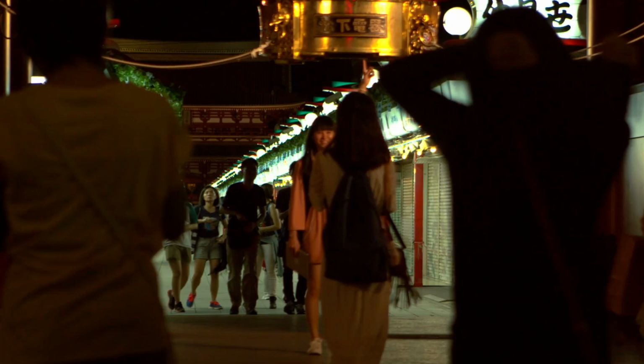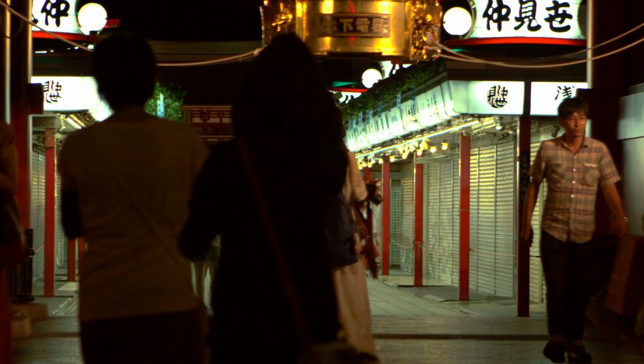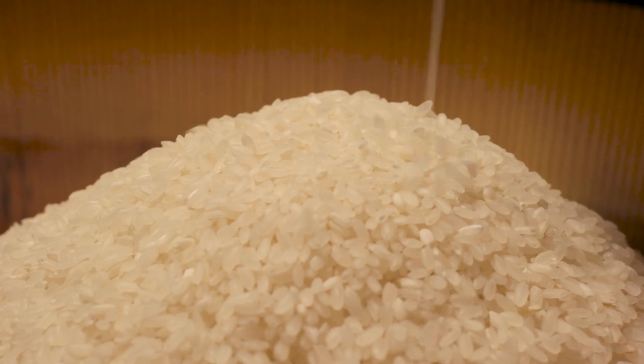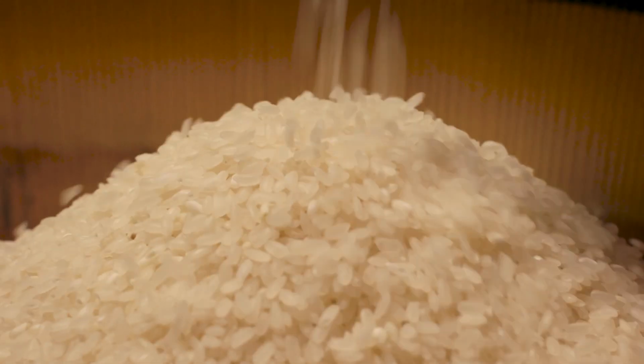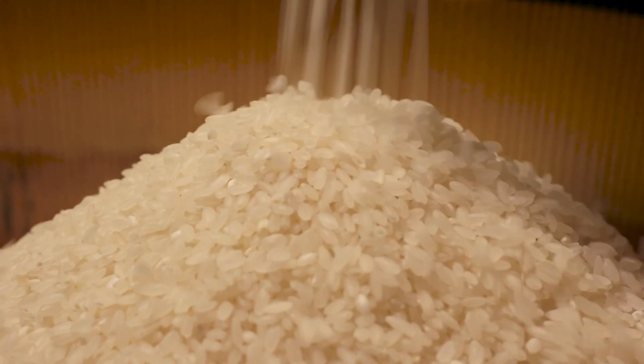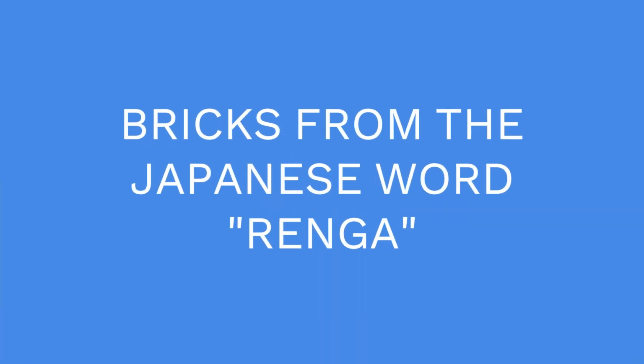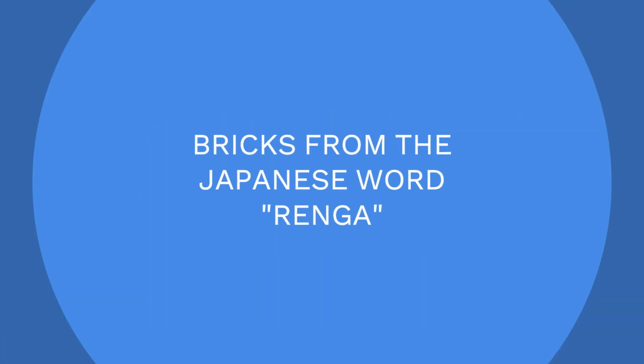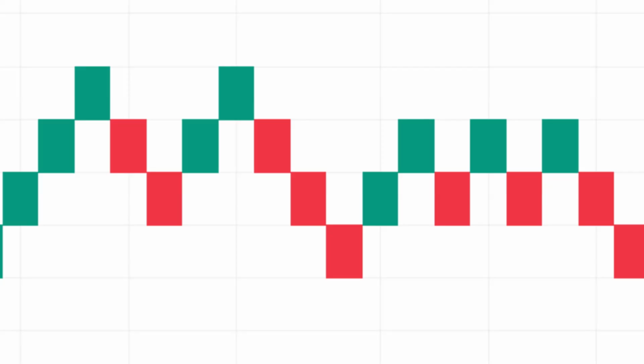It started with the Japanese, and the Japanese had to figure out a way to try and understand the price movements of rice futures specifically. And because of that, they constructed a way to do it using what they call bricks. So Renko was formulated from the word renga, which means bricks, in Japan, and they started using it ever since. And as you can see, it actually looks like a brick.